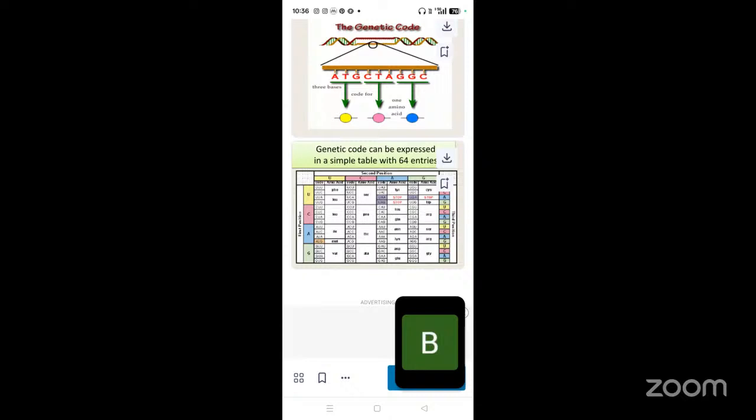Nonsense mutation: a single nucleotide change from C to T and a stop is generated, so premature termination of the chain may be incompatible with life. Frameshift mutation: insertion or removal of bases can alter the reading frame, with the resultant incorporation of different amino acids. Okay, these are the codons and anticodons.